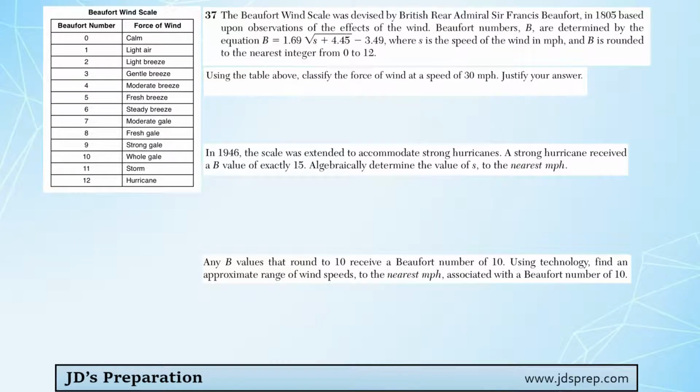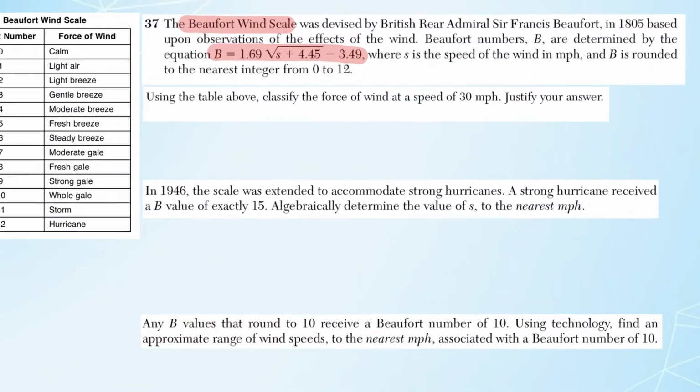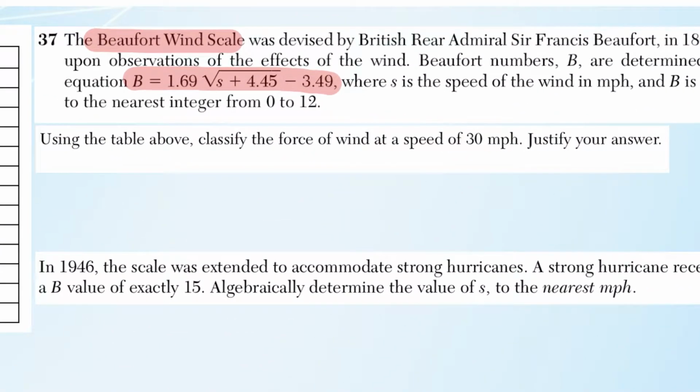In this question, we're taking a look at the Beaufort wind scale, and we are given the equation here where the wind scale is equal to this, where S represents the speed of the wind in miles per hour. So first part of the question is to classify the force of wind at a speed of 30 miles per hour. So all we're going to do is use that formula and replace S with 30.